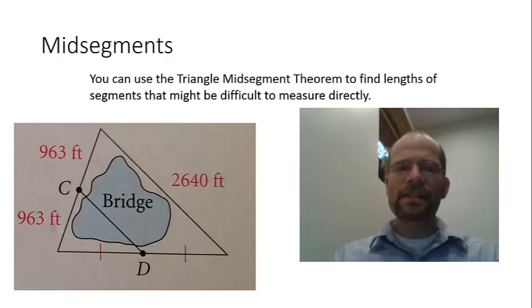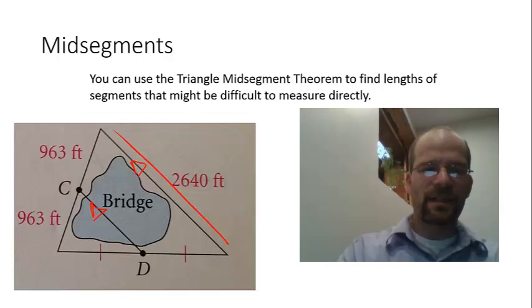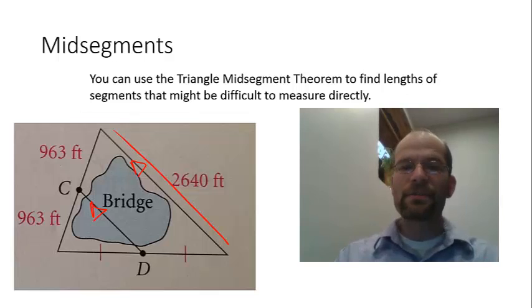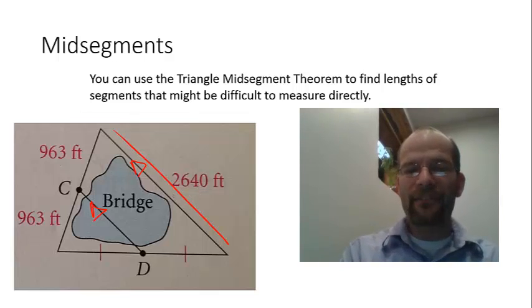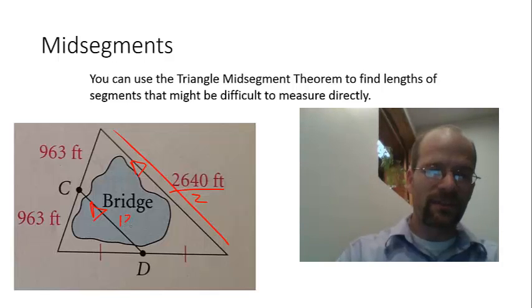Once we identify segment CD as a midsegment, we know that the midsegment theorem is in play. And what does the midsegment theorem say? Two things. Number one, that segment CD is parallel to the third side. This is the third side over here. And number two, that segment CD is 1/2 the length of the third side. Therefore, in this case, segment CD is 1,320 feet. And we now know the distance from C to D.